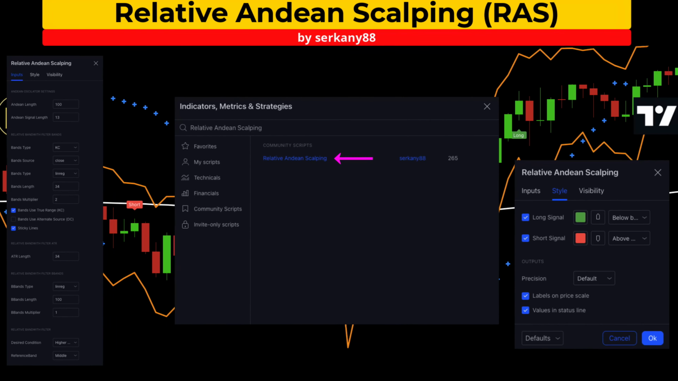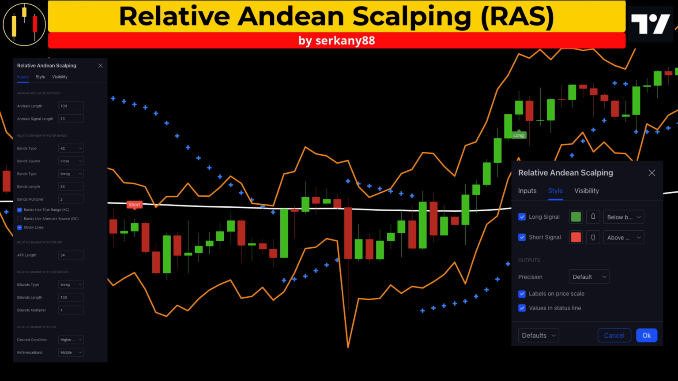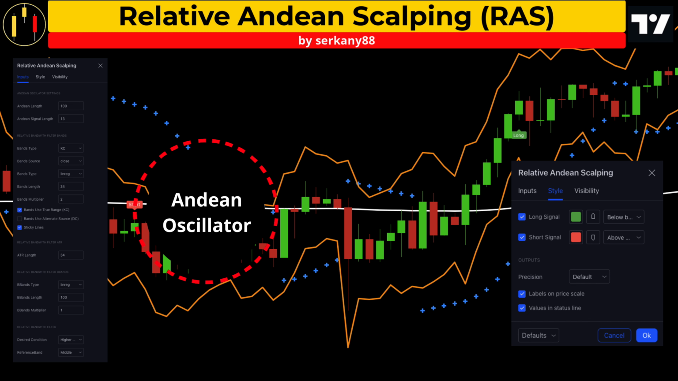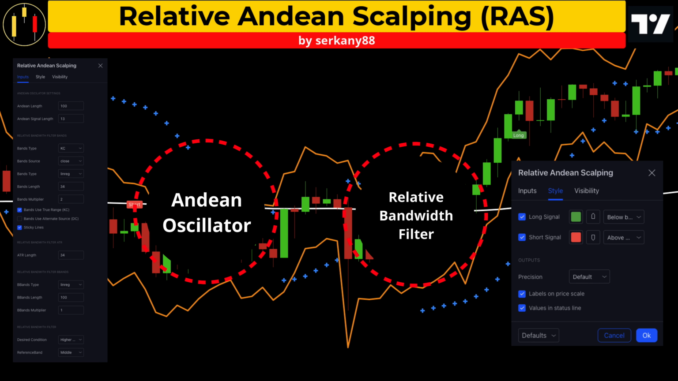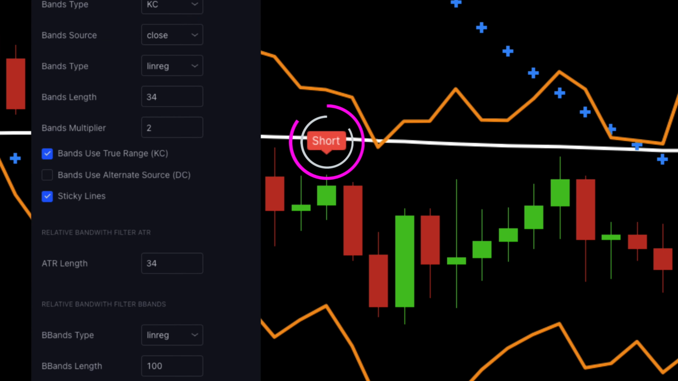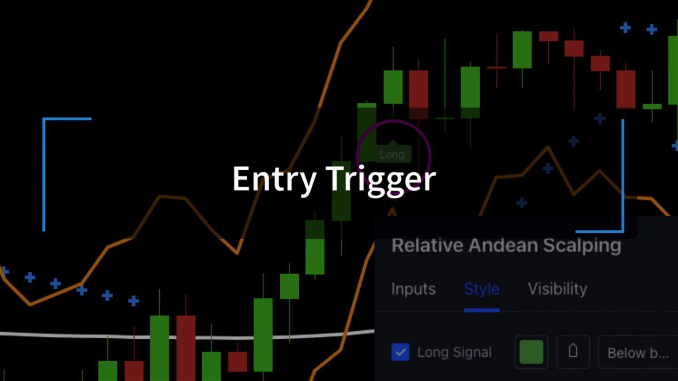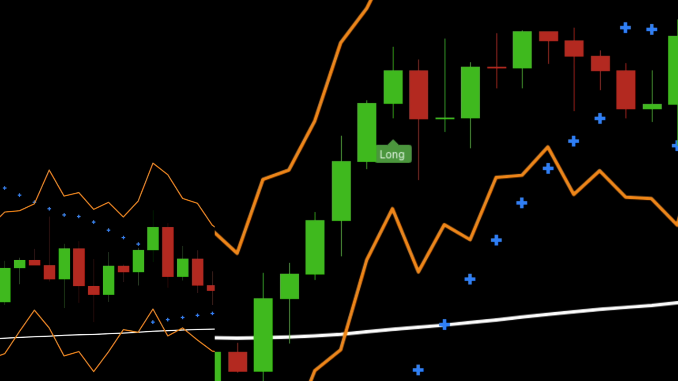The final study is the Relative Andean Scalping Indicator, or RAS. Inputs and style will be kept at default. This indicator is a combination of 2 other indicators, the first being the Andean Oscillator and the second being the Relative Bandwidth Filter. The Relative Andean Scalping study is very simple, placing literal buy and sell signals above and below the candles. In Cody on the Landing, the RAS will provide the entry triggers.